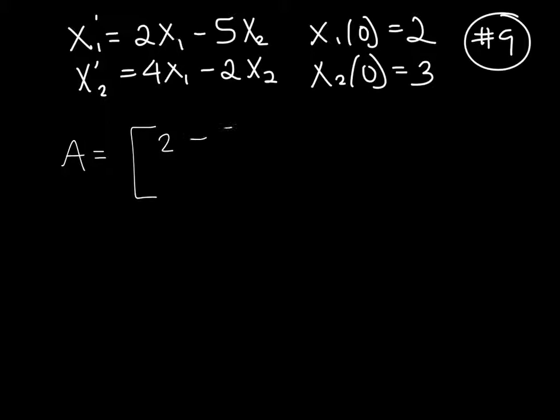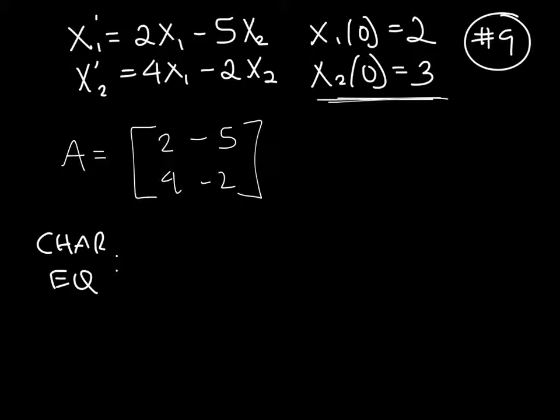So we know our coefficient matrix is a 2 by 2. It's 2, -5, 4, -2, and we want to find a particular solution, because we have initial conditions. Obviously we have to find the general solution first and then use our initial conditions to find the particular solution. Okay, so similarly to the last few examples, hopefully that made sense. Let's use the characteristic equation.